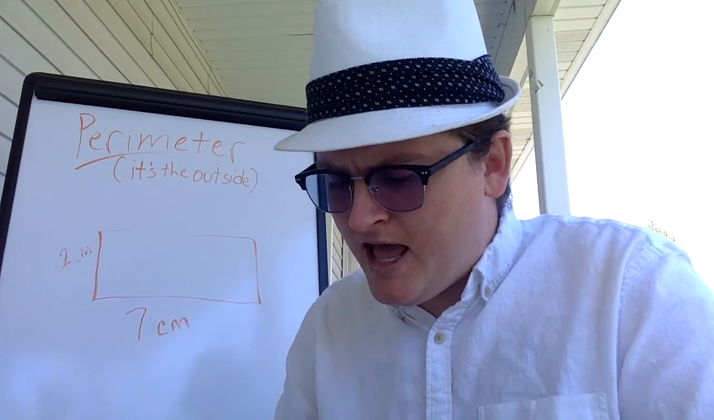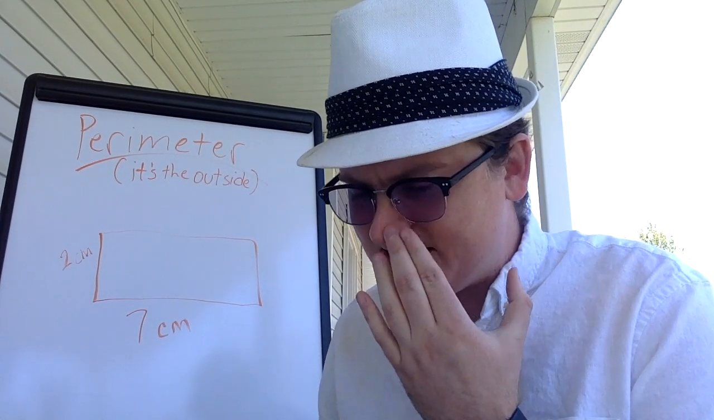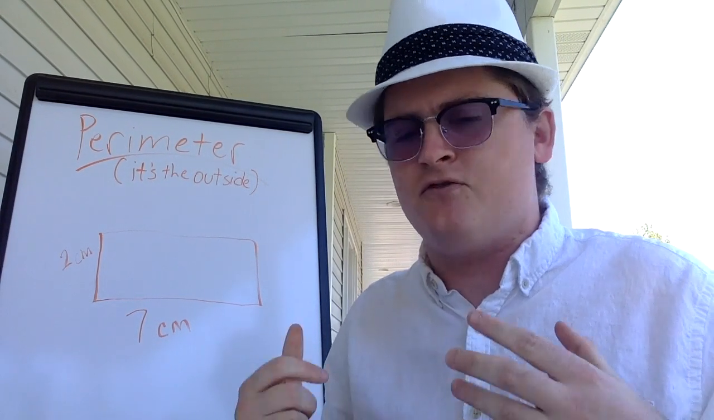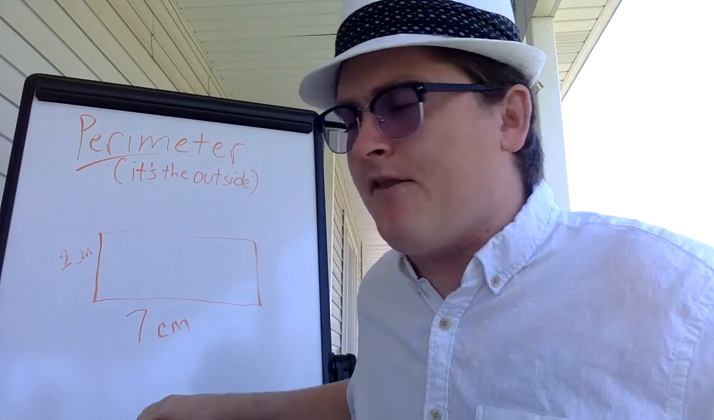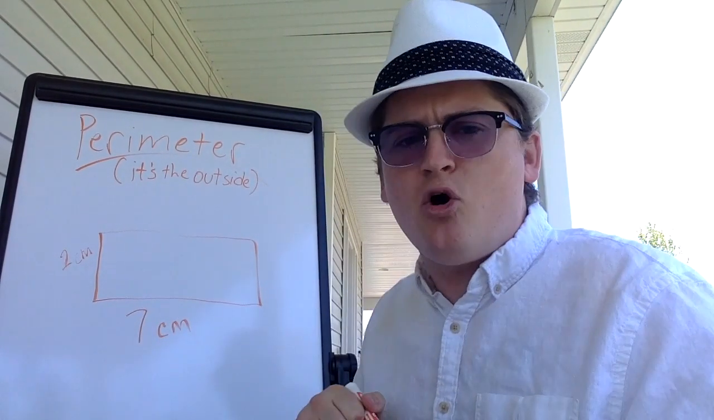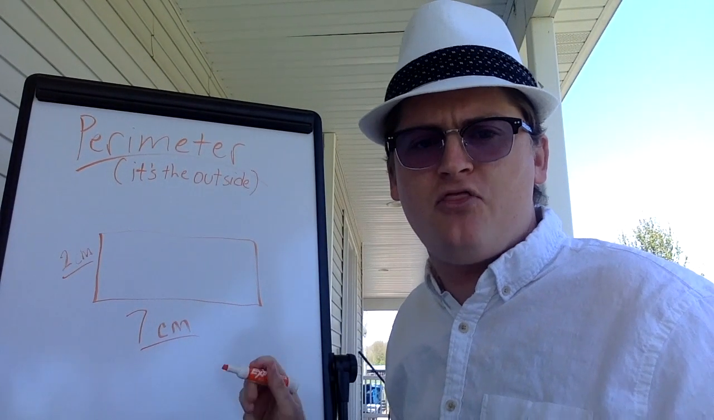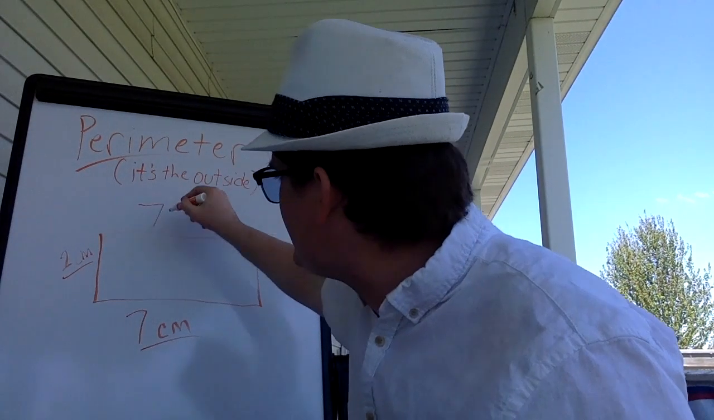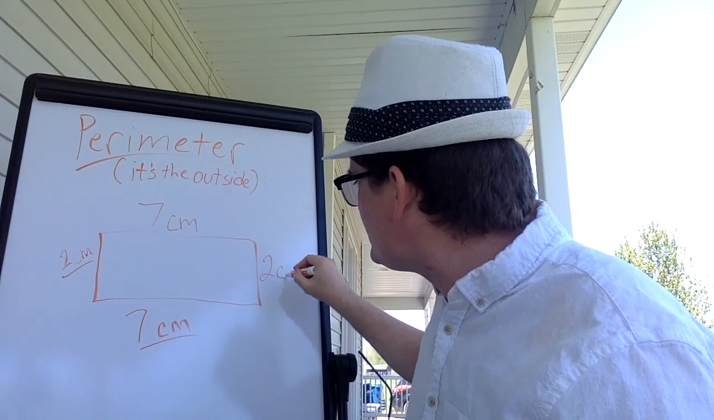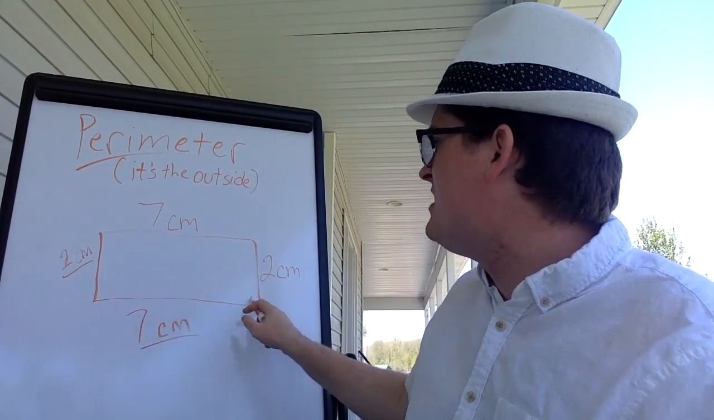I'm looking at problem number 2 all the way down at the bottom, and it says label the missing side lengths of the rectangle below, then find the perimeter of this rectangle. Again, they're not trying to trick you. If we look at this shape, we know there's 2 centimeters over here and 7 centimeters down here. That means up here there has to be 7 centimeters, and off to the side it has to be 2 centimeters, because this side length and this side length are the same, and these two are the same.